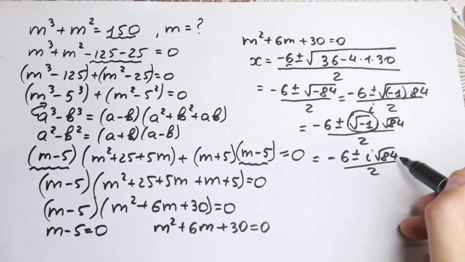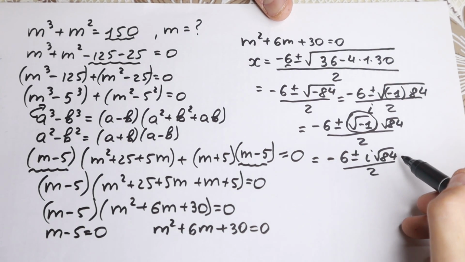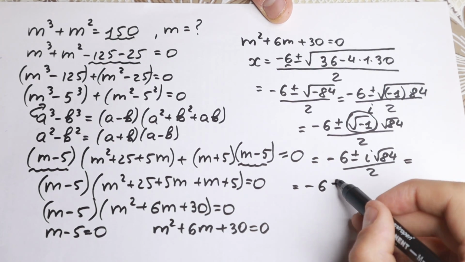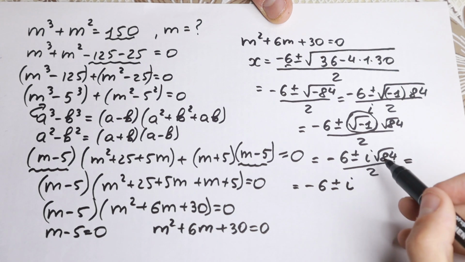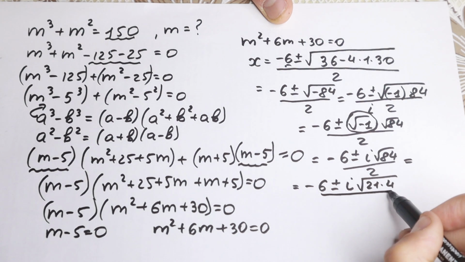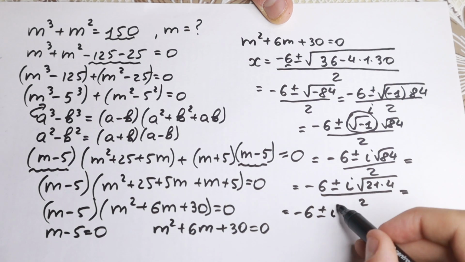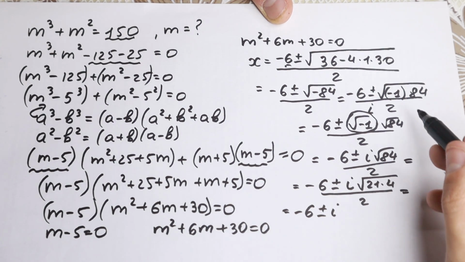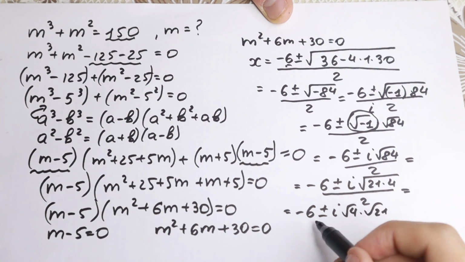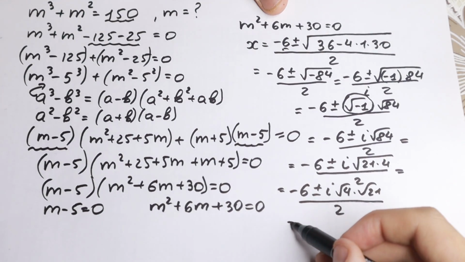Okay, what about the next step? How can we simplify this? Because as you can see, we have all even numbers, so it looks like we can simplify this. Take a look closely how. It is equal to minus 6 plus minus i, and I write this square root of 84 as the square root of 21 times 4, all over 2, which is equal to minus 6 plus minus i, and this separation right here, as in this case, so we can write it as the square root of 4 times the square root of 21 over 2. The last step, let's simplify this a little bit.